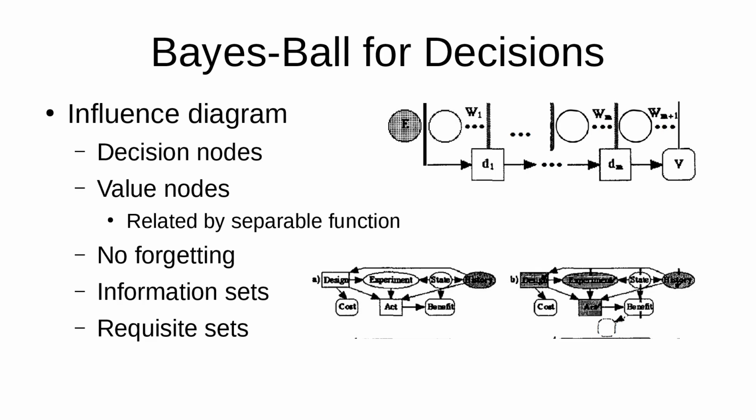The multiple value nodes in the influence diagram are related by a separable function, either a sum or product. The structure of the influence diagram assumes that the decision maker remembers all previous decisions and uncertain variables. And this is captured in the information sets for each decision. The requisite probability nodes are defined as the nodes for which conditional probability distributions might be needed, and the requisite observation nodes are defined as the nodes worth observing.